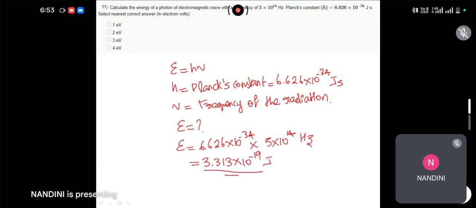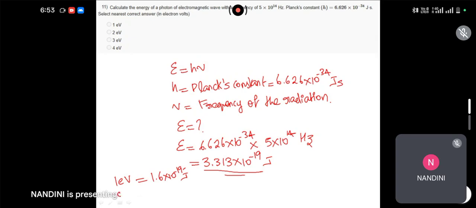In the question, as we can see, the options are given in terms of electron volt. So what is the relationship? Electron volt is also a unit of energy, which is equal to the energy gained or lost by a single electron when it moves through an electric potential difference of 1 volt. So what is the relationship between electron volt and joule? 1 electron volt is basically 1.6 into 10 raised to minus 19 joules.